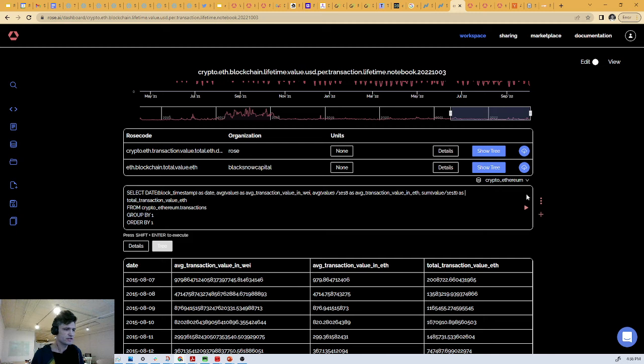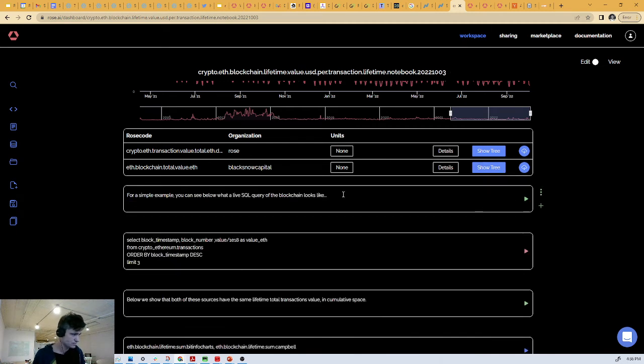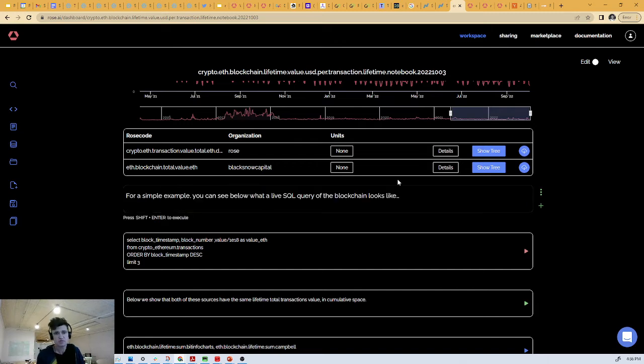So let's close this tree. Let's exit this so that people can read it later. And just walk through this notebook.